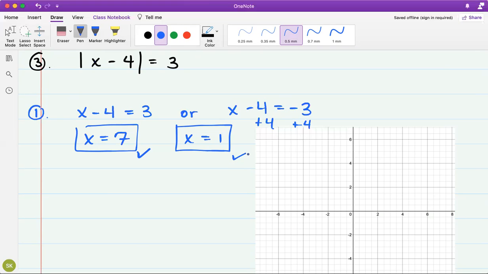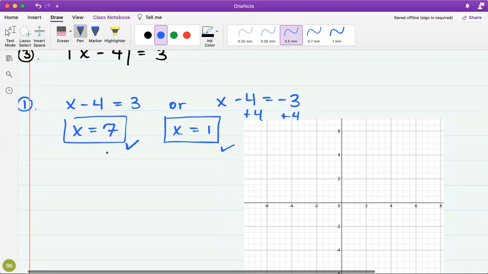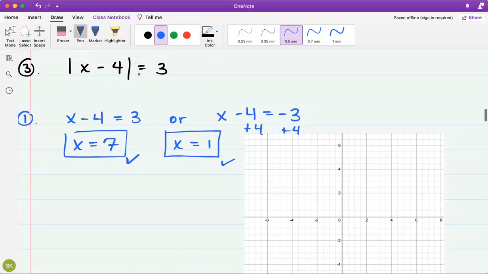You'll get two solutions unless this is equal to 0 or if it's a negative. If it's equal to 0, you will get one solution, and if it's equal to a negative, you'll get no solutions. So if you get 3 solutions, then you've done something wrong.